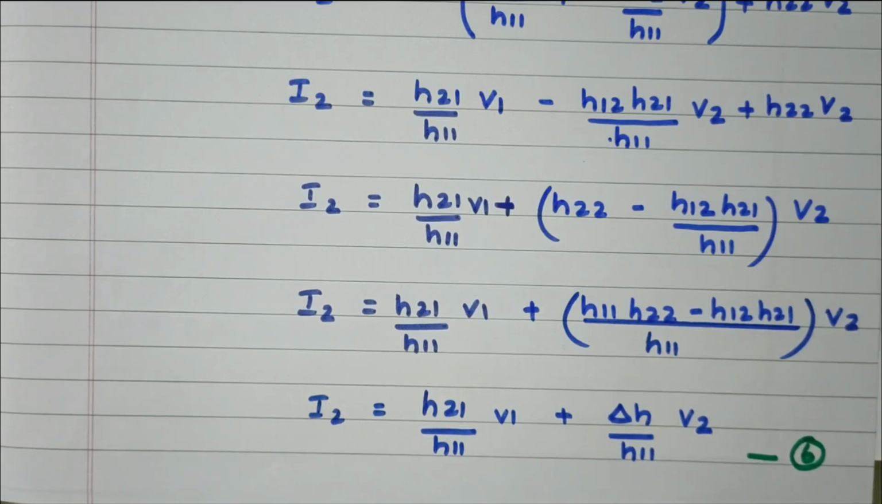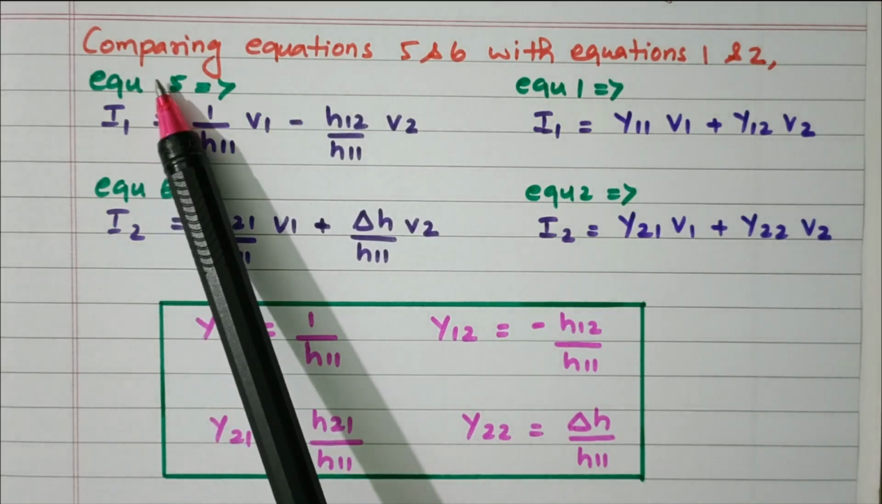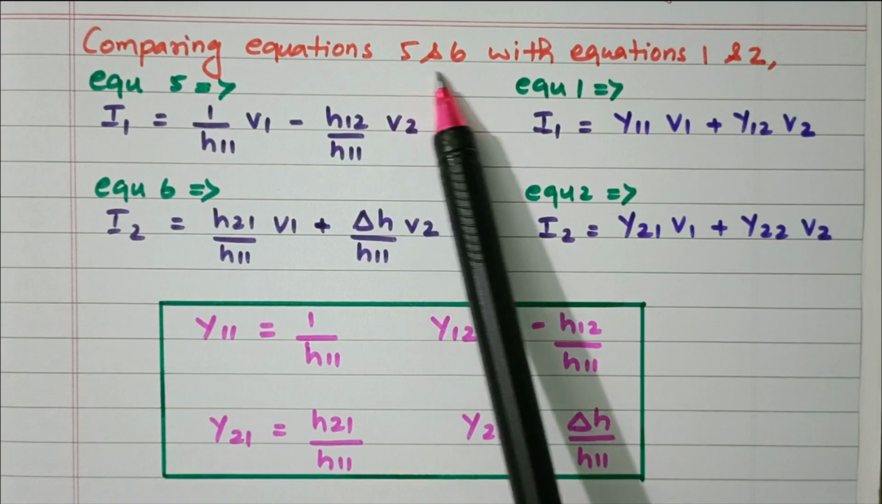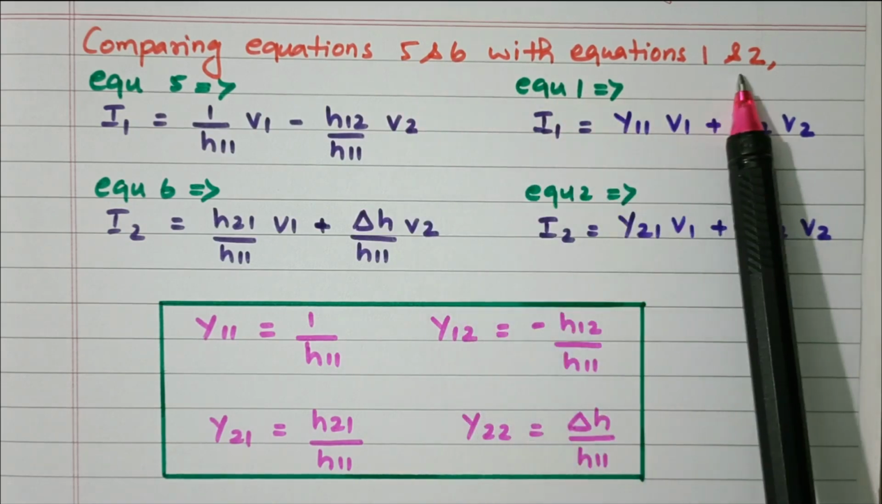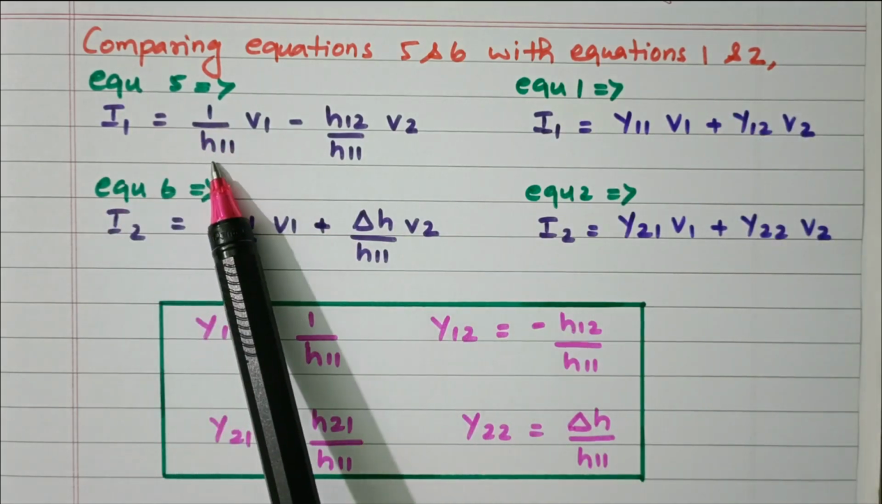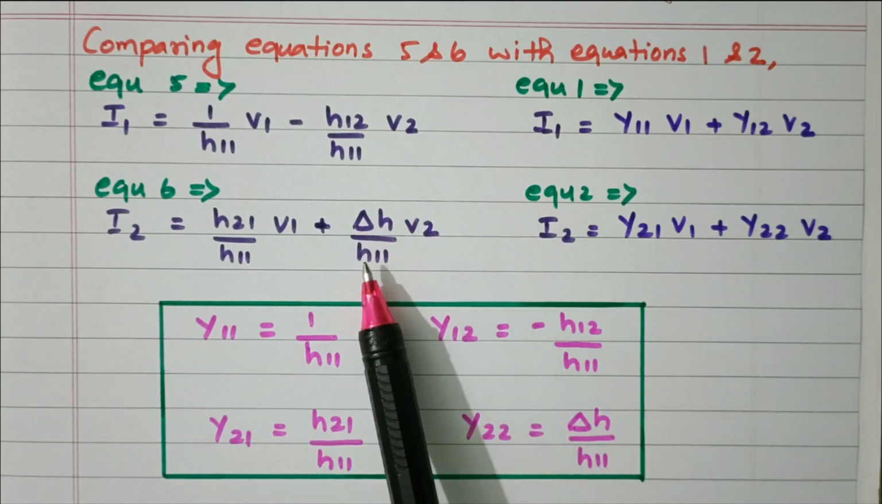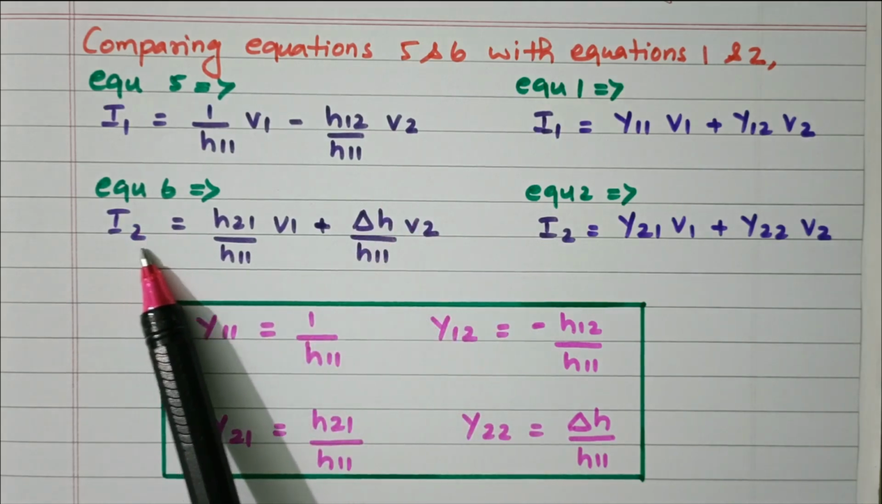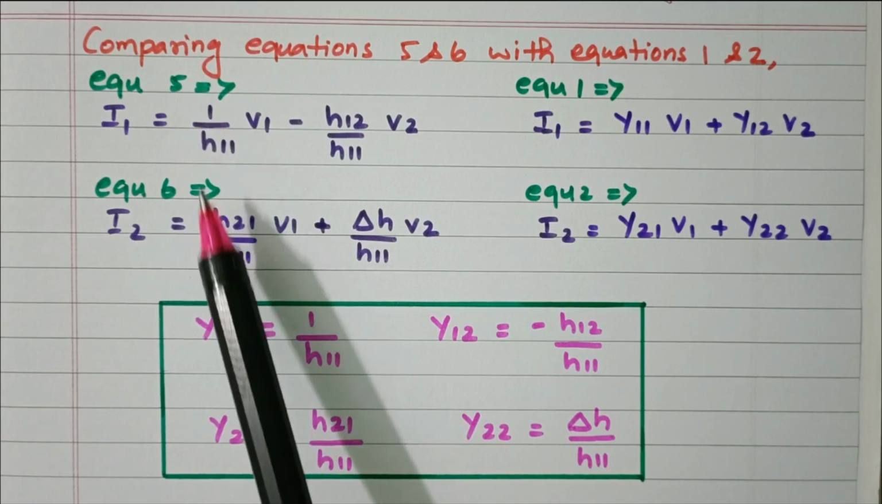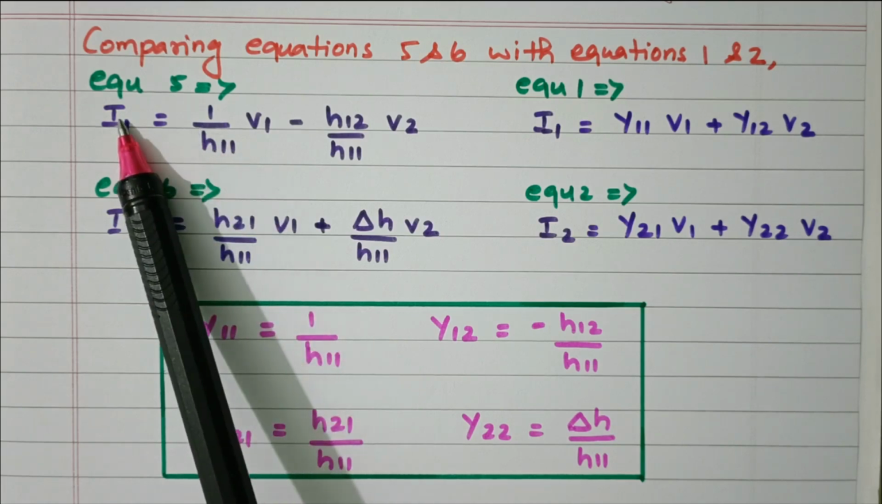Already we have equation 5, that is I1. Equation 6 is I2. Now we'll see how to find the relationship. To find it, we are going to compare equations 5 and 6 with equations 1 and 2. So this is equation 5: I1 equal to 1 divided by H11 V1 minus H12 divided by H11 into V2. This is equation 6 expressing I2. These two we solved, rearranged and simplified, and we got these two equations.